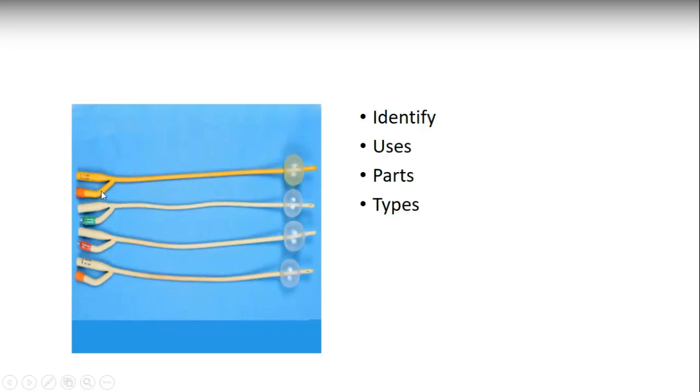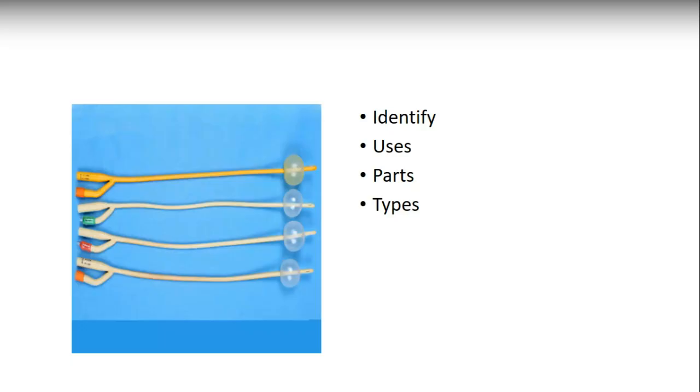and here is called the inflatable cuff. Again, this is the inflatable cuff. You can see it here. This is the inflatable cuff. This is the drainage channel. This is the balloon. This is the tip, and this is the eye. So those are the parts of the Foley's catheter.